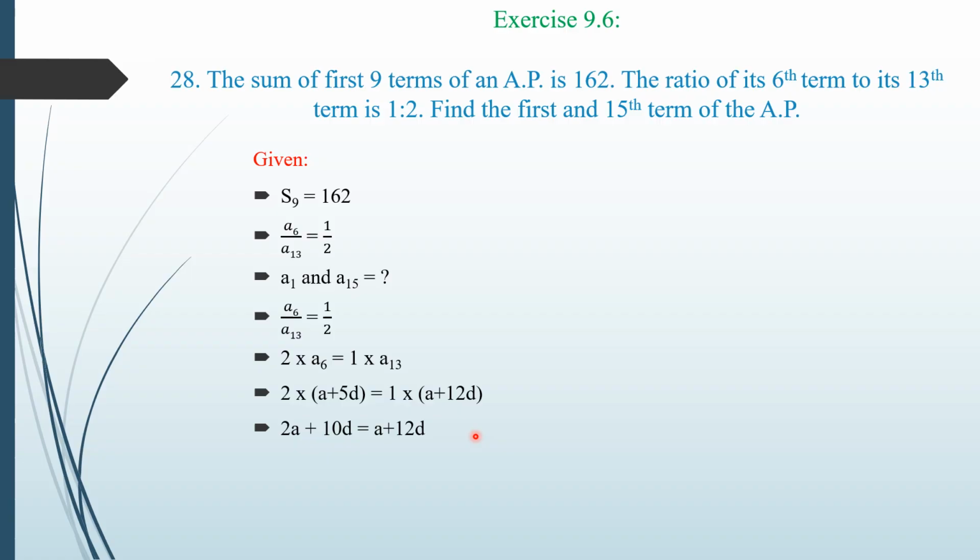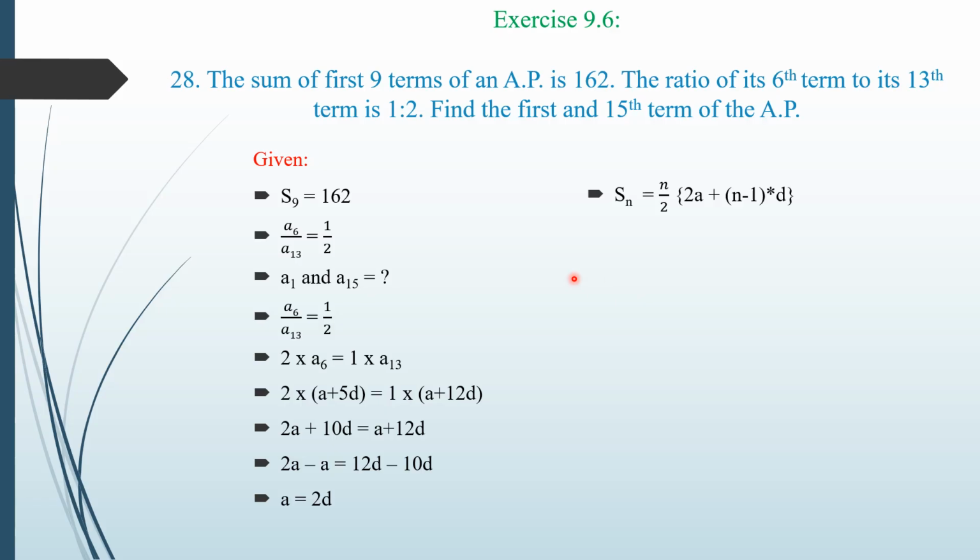Now, when I bring all the like terms together, it looks something like this. That is 2A minus A is equal to 12D minus 10D. I'm bringing this plus 10D on the right hand side, that will become minus 10D, and bringing this plus A to the left hand side, that is going to be minus A. Therefore 2A minus A is equal to A, and that is equal to 12D minus 10D is equal to 2D. Therefore we have got value of A here in terms of D, that is A equal to 2D.